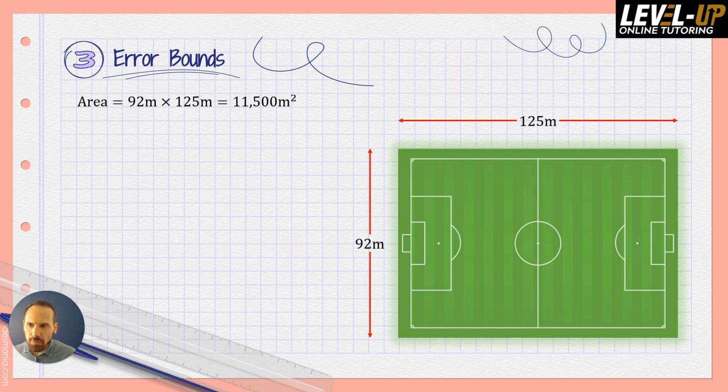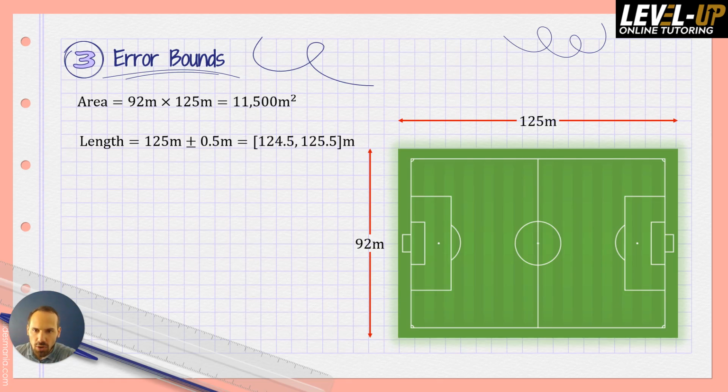Great. What if we were told that these two lengths are not exact? Like these have been rounded to the nearest meter by the person who measured them. So it's not exactly 125 meters. That length is 125 meters plus or minus a half meter, which produces this little error range.